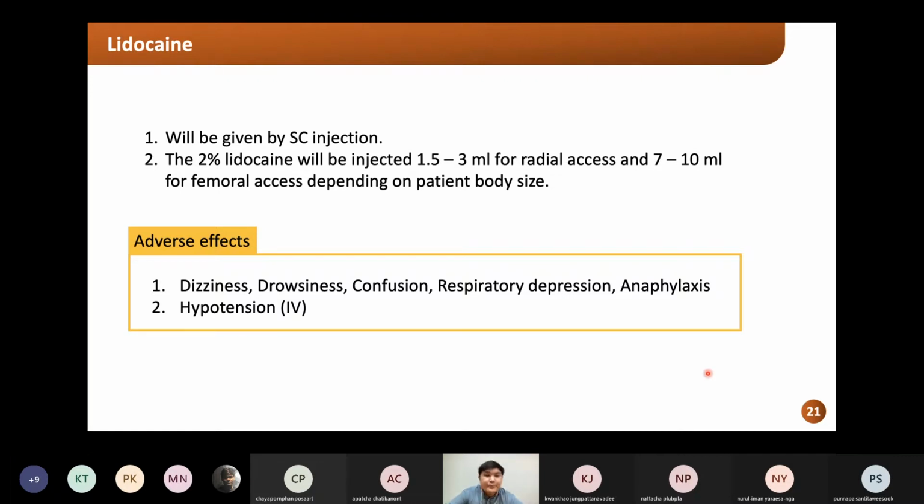And the adverse effects of lidocaine can cause the patient dizziness, drowsiness, confusion, respiratory depression, anaphylaxis, and also hypertension when given intravenously.